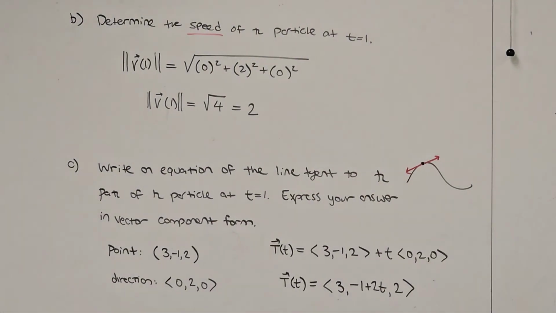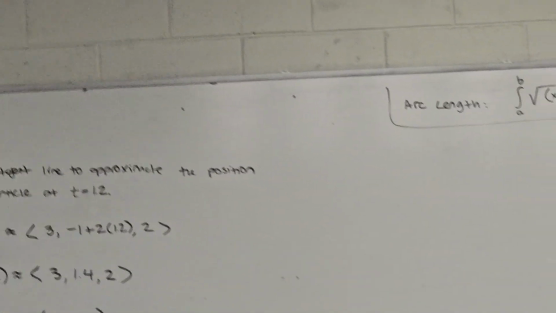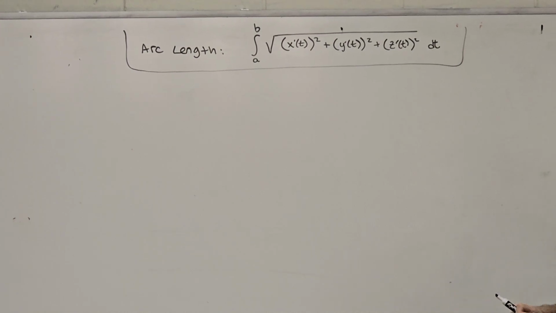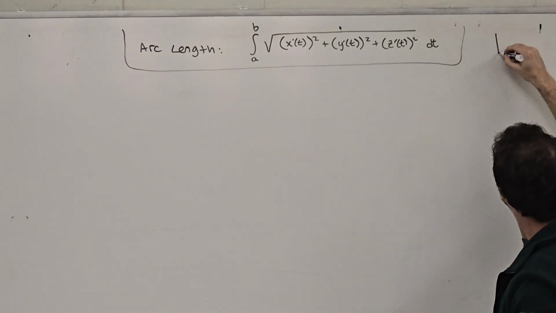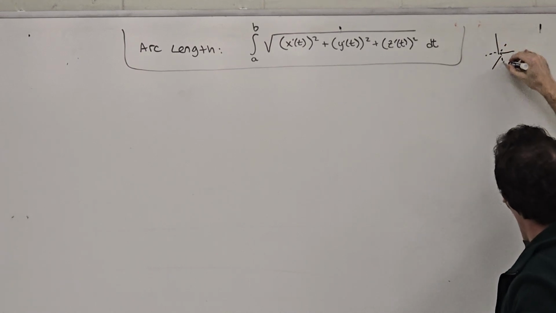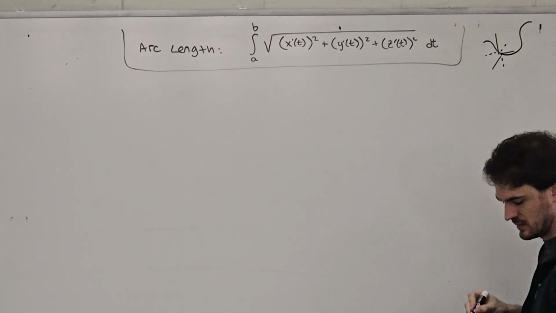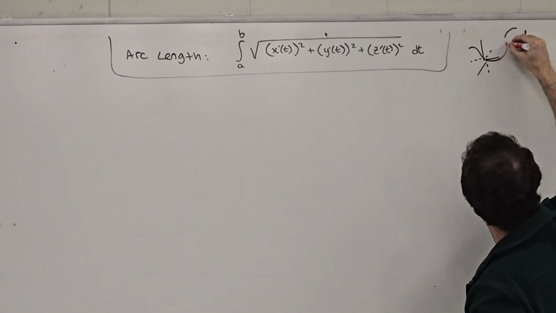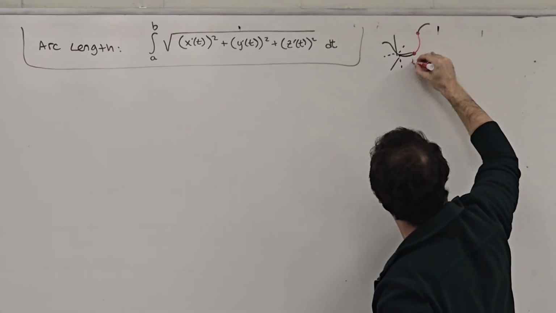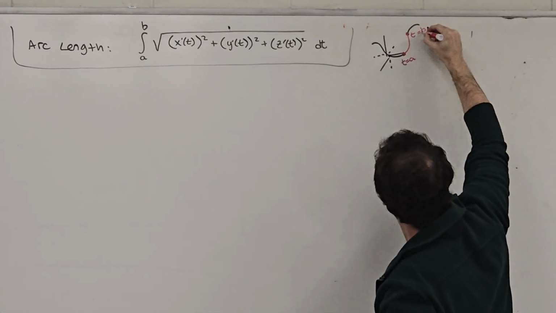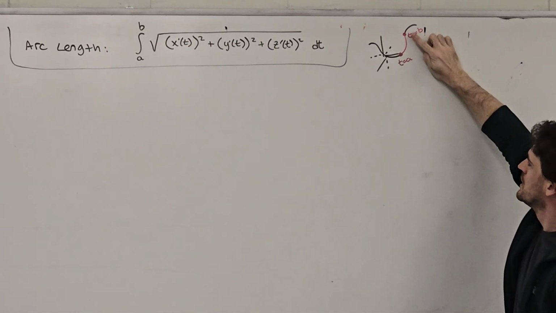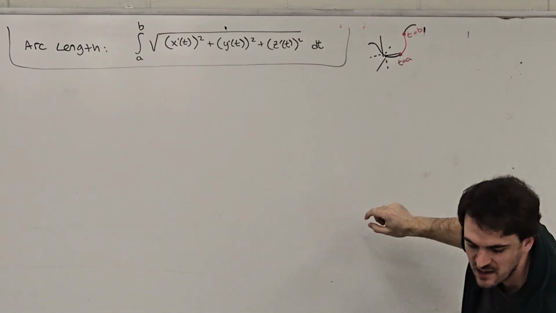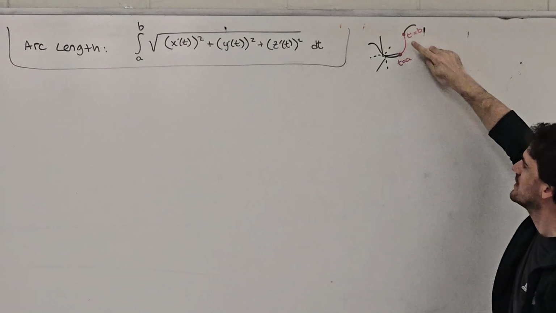So the next thing we have is arc length. We actually saw arc length in Calc 2, but we just had a one-dimensional thing. But now if you have some sort of path that's being traced out in 3 dimensions, then you can find the length of the curve between two values of t. So I'm going to find the length of this curve from t equals a to t equals b.